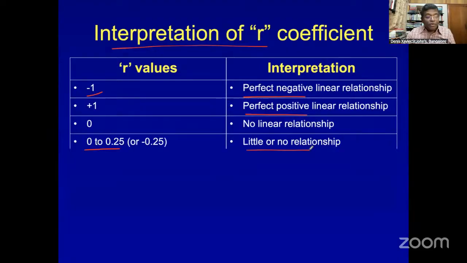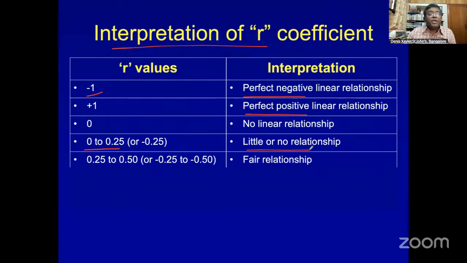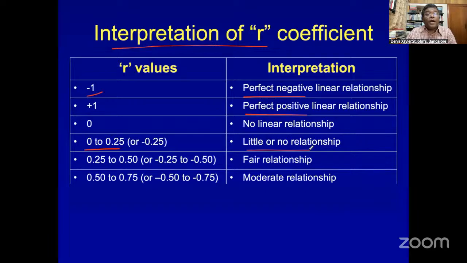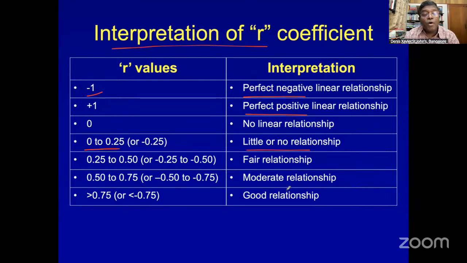0 to 0.25, no relationship, little or none. 0.25 to 0.50, some relationship, a fair relationship. 0.5 to 0.75 is a moderate relationship. Anything more than 0.75 is a good or strong relationship. So the closer it comes to +1 or -1, the stronger the relationship.